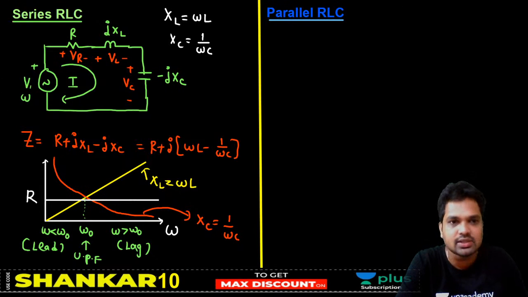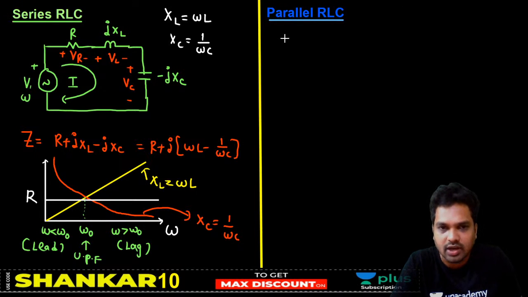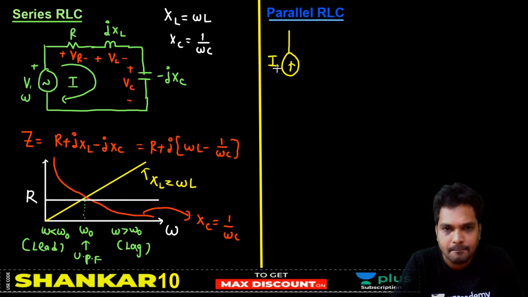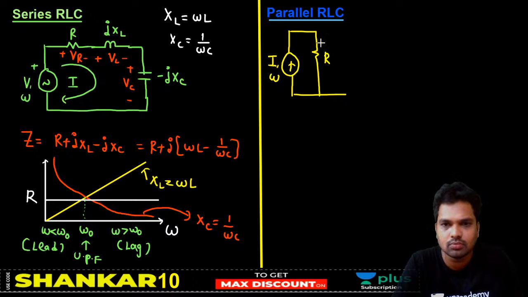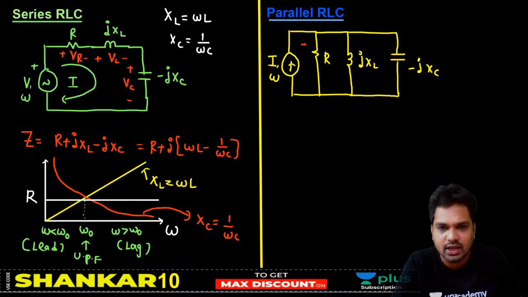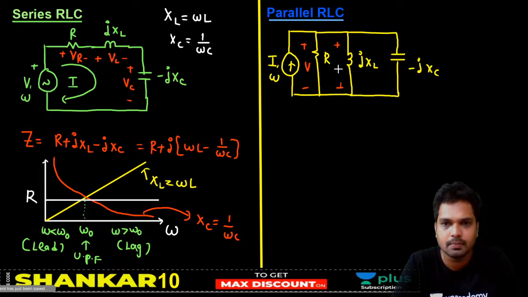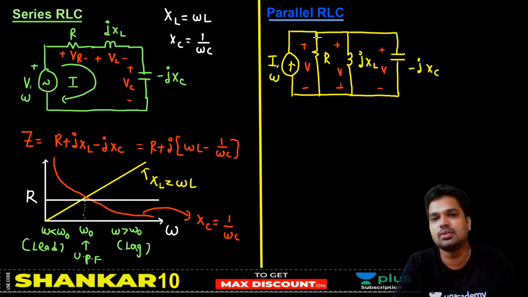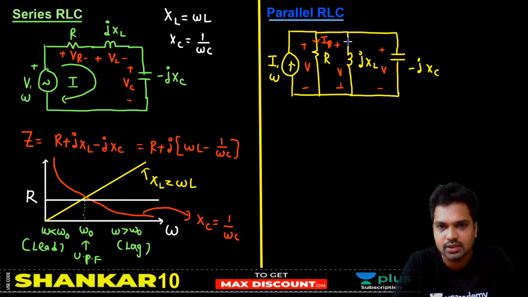Now, a similar analysis you can do for the parallel RLC circuit also. Let me do it. You have a parallel RLC circuit. Okay. So in parallel, what is the same? Voltage. In parallel, what is the same? Voltage. So here you have the current in the resistor, inductor and capacitor.